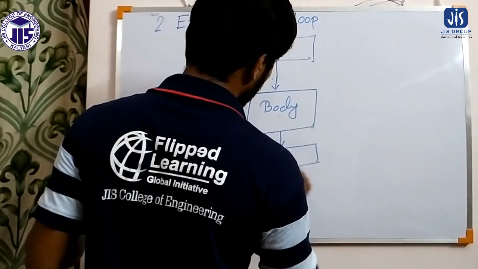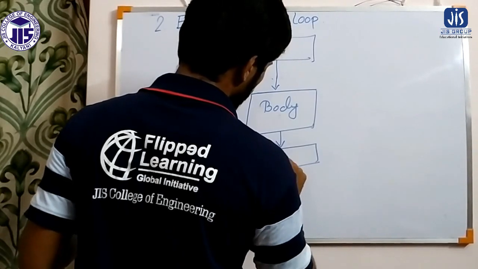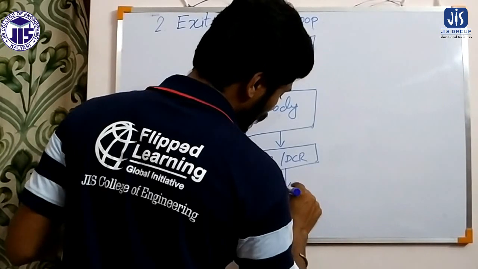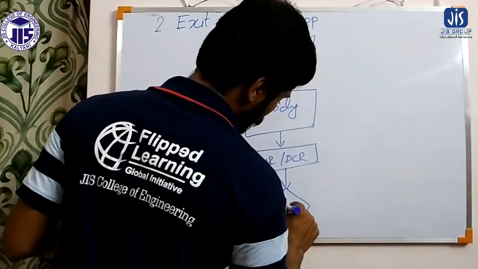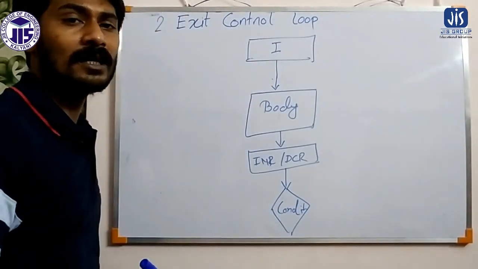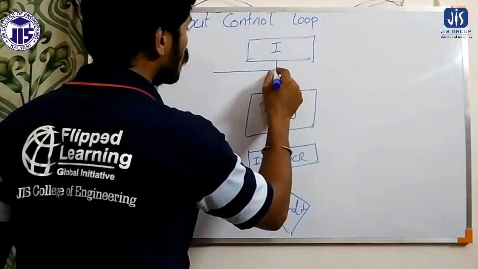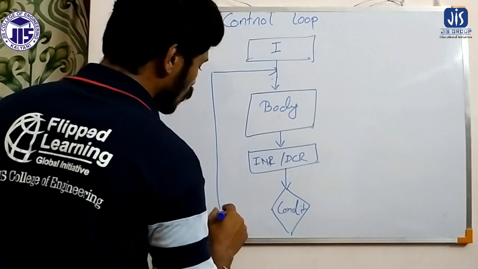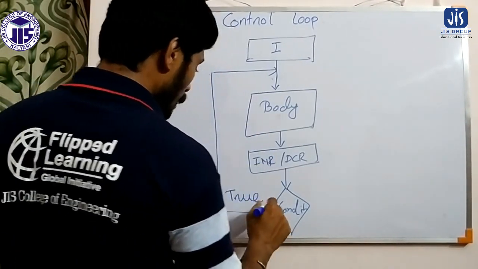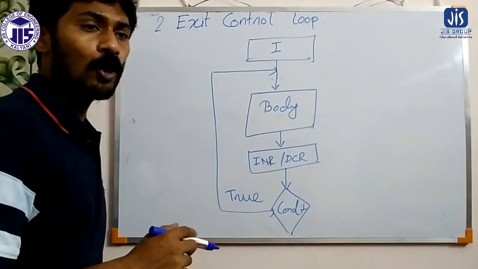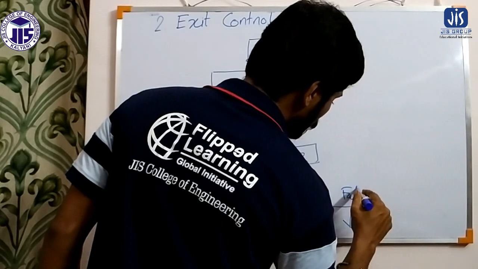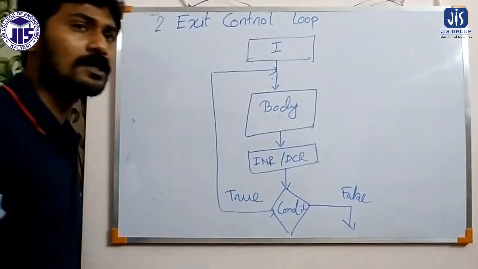Then we will perform the increment or decrement, whatever it is, according to the program. Then we will apply the condition here. Now, if the condition is true, then again it will get to the body of the loop, and if the condition is false, it will get out of the loop.